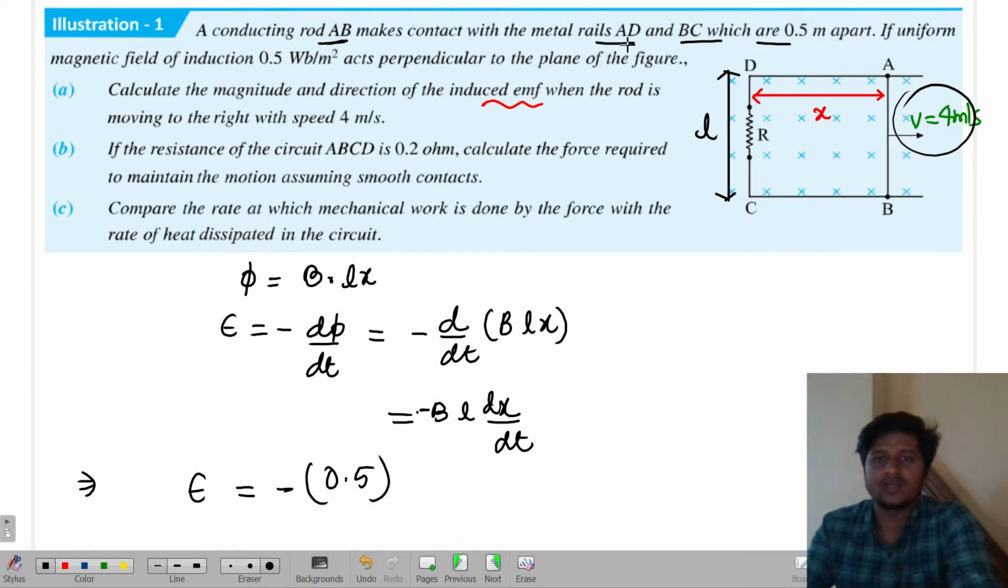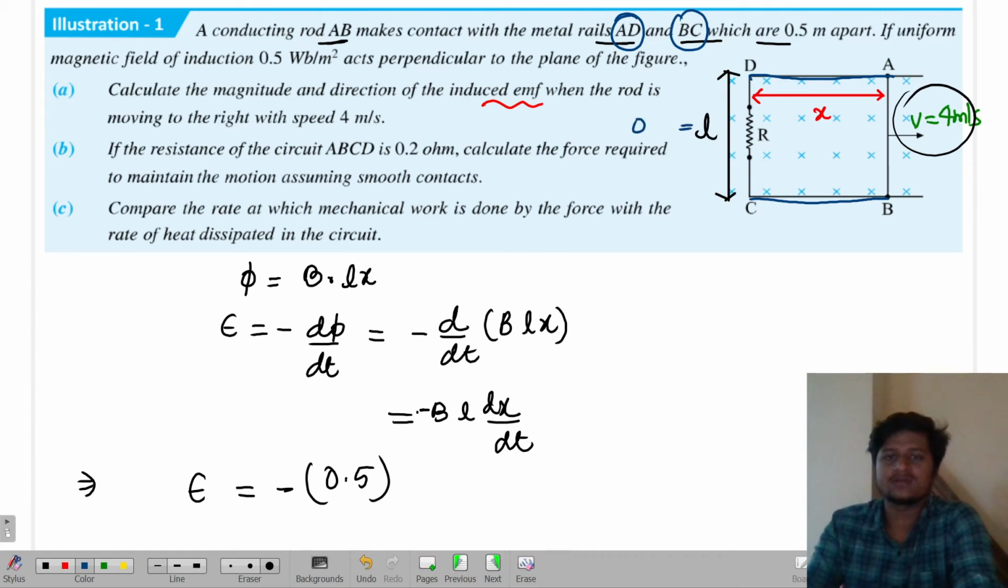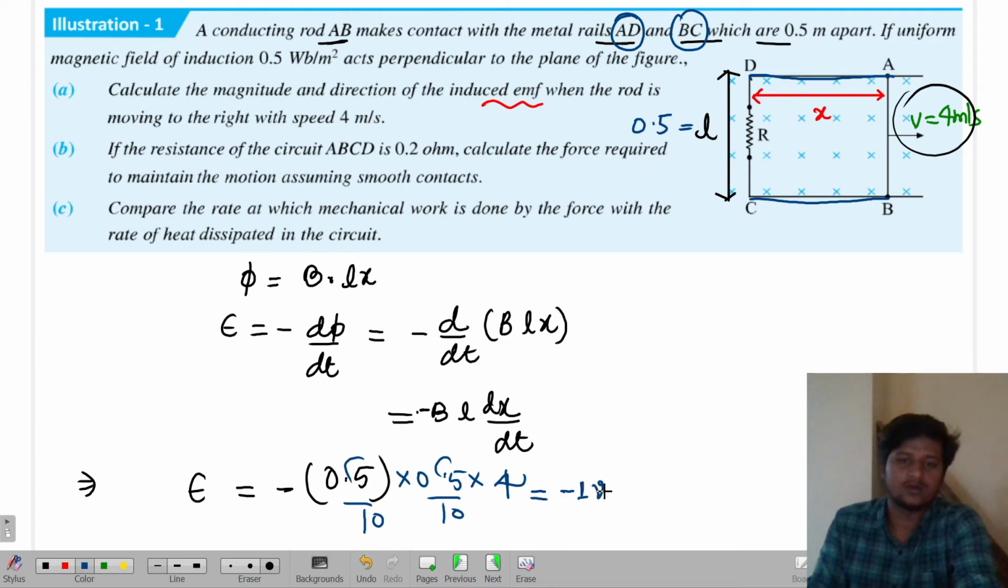Now look over here. There is a little bit of a confusing question which is given. The distance between AD and BC is the length of rod AB, or not. So that length is given as 0.5. So minus 0.5 into 0.5 into dx by dt, which is your velocity, 4. Ten down, ten down. So that means it is equal to how much? 1 volt. How much is the EMF generated? Minus 1 volt. Right or not? Yes or no?